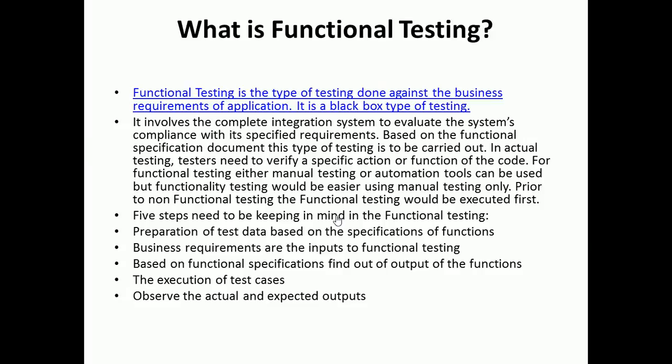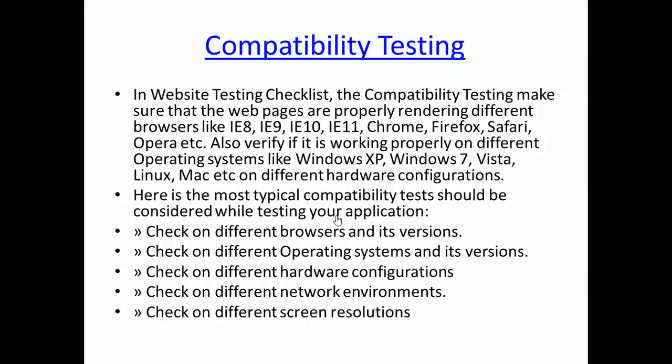For functional testing, either manual testing or an automation tool can be used, but functionality testing would be easier using manual testing only. Prior to non-functional testing, the functional testing would be executed first. Five steps need to be kept in mind in functionality testing: preparation of test data based on the specification of the function; business requirements are the input of functional testing; based on the functional specification, find out the output of the functions; the execution of test cases; and observe the actual and expected outputs.